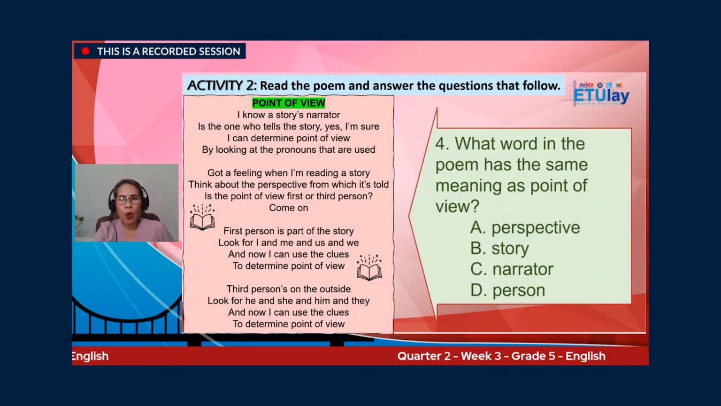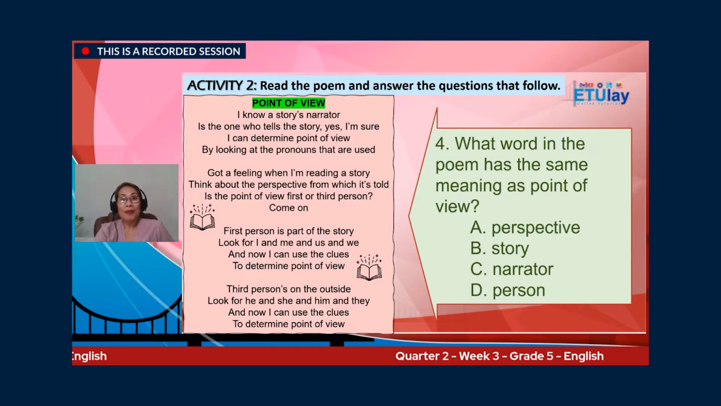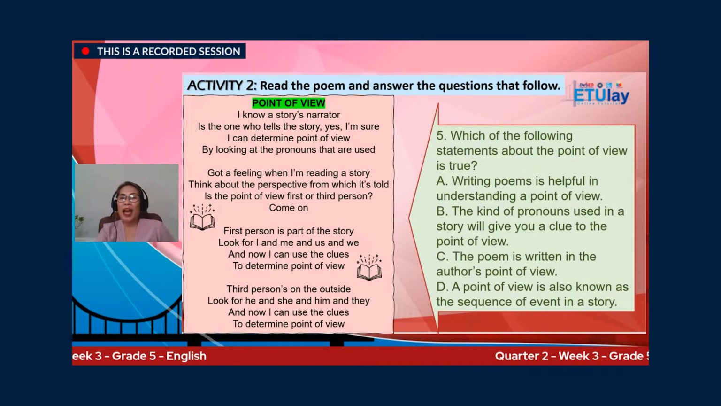What word in the poem has the same meaning as point of view? Is it A, perspective, or B, story, or is it C, narrator, or D, person? What do you think? Correct. It's letter A, perspective. Very good. Good job. Now let's have number 5.